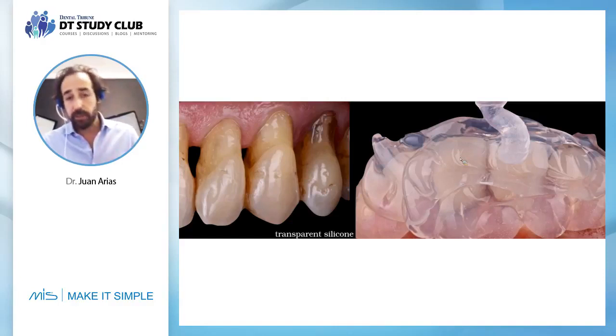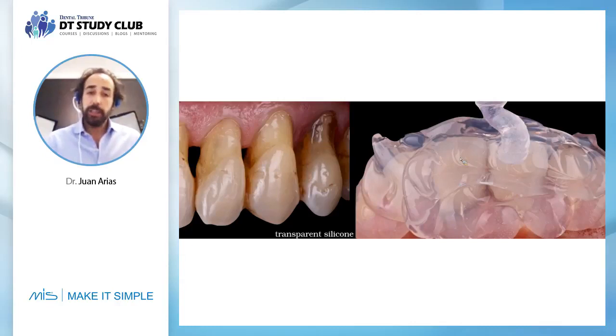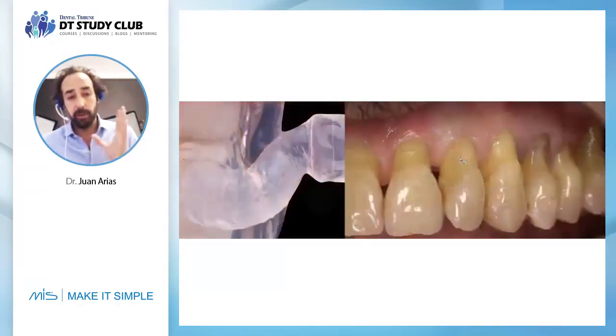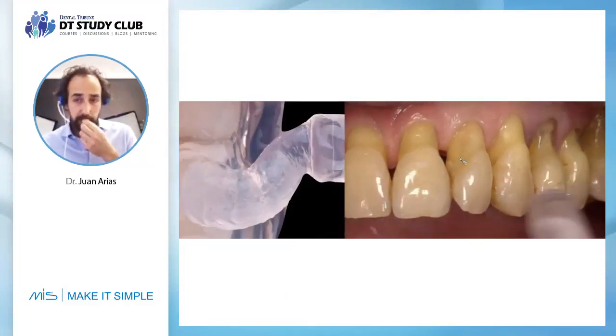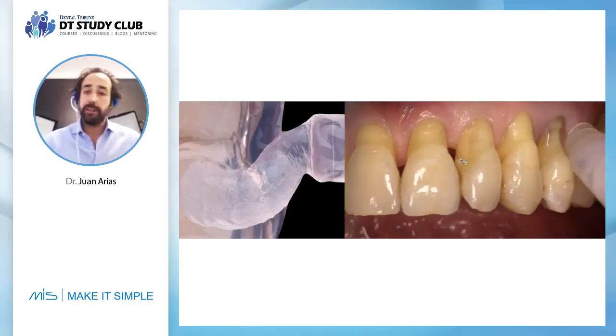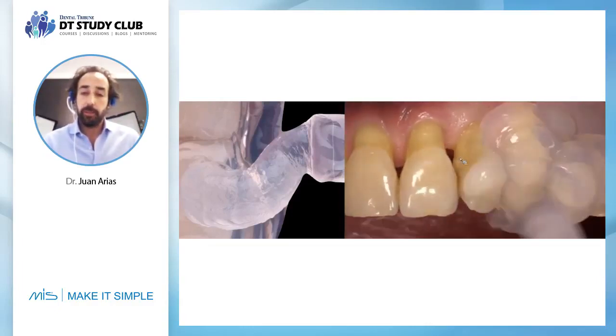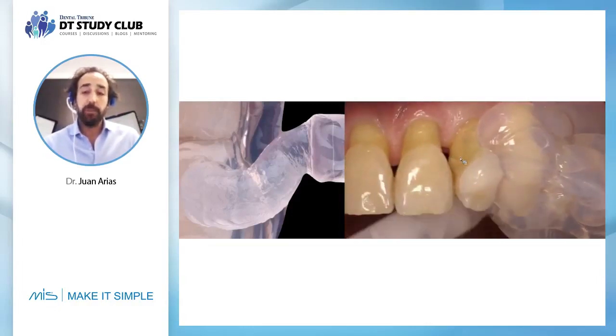So first of all, what we did is we made this transparent silicone just to be sure that we've got the shape of the premolar, the original shape of the premolar that we had. So this is the transparent silicone we're going to place there on the molar. So we've got the shape of the crown.